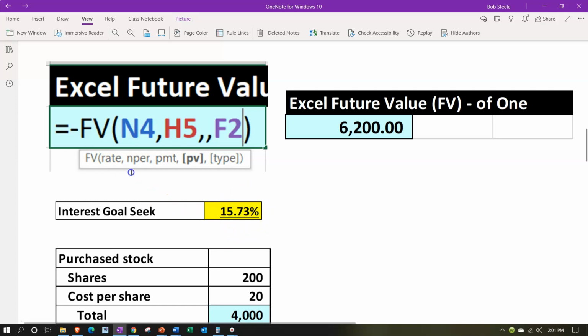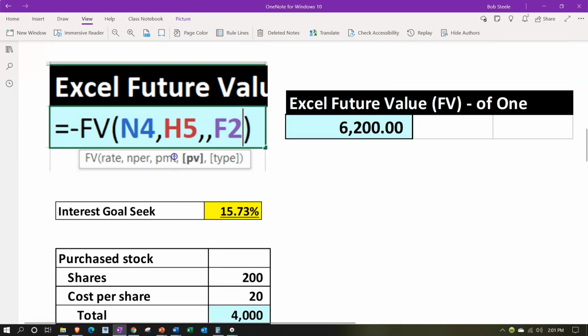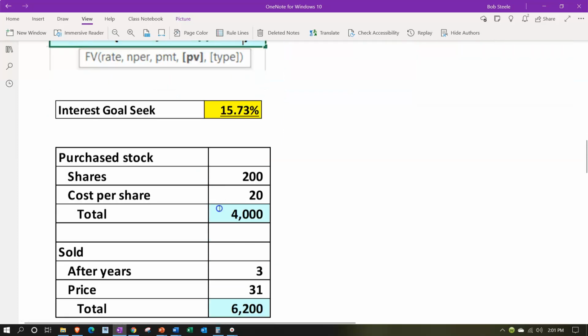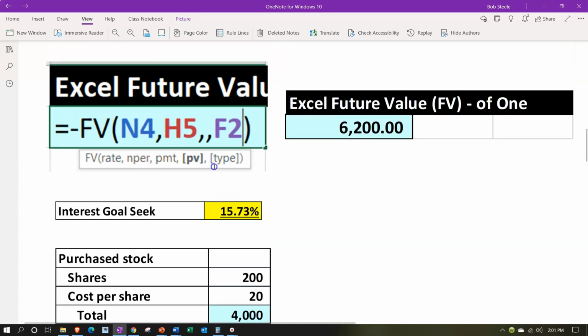Then comma, number of periods. We pick up the number of periods, which we said was 3. And then comma, comma, because it's a present value. Present value would be the 4,000. That's going to be our starting point. And then the answer to this, we know should be 6,200.